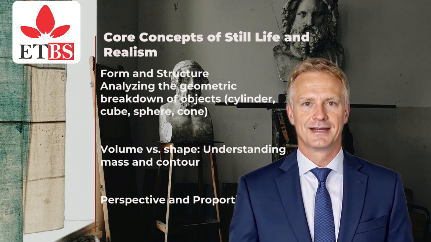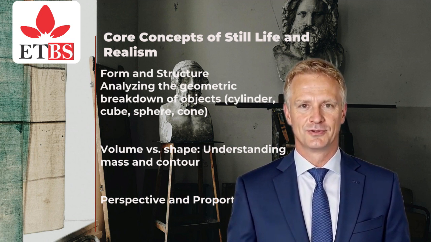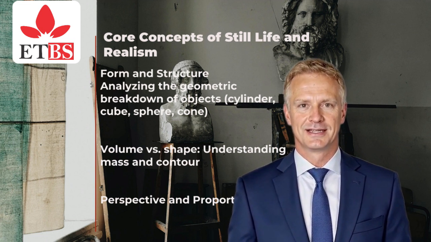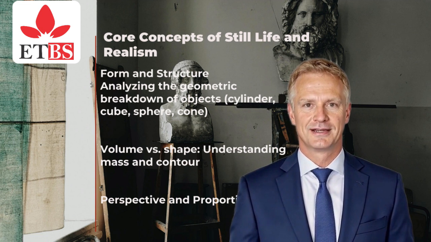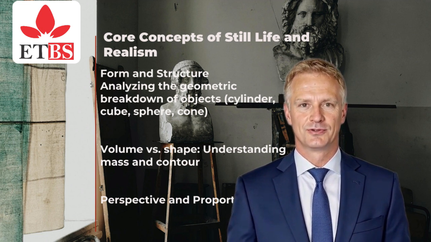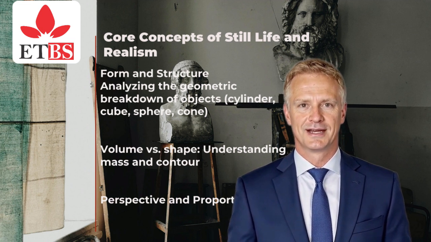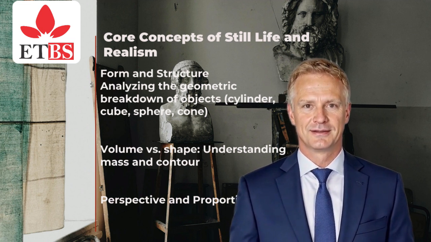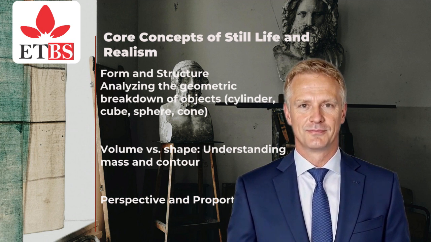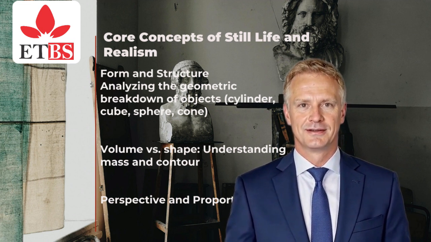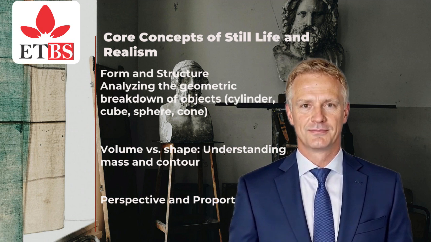golden mean, dynamic symmetry, positive versus negative space, depth of field and camera-like cropping techniques. Value, tone, and light logic: light source behavior, natural versus artificial, core shadow, cast shadow, reflected light, highlight, halftone, creating depth and dimensionality, using value transitions, texture and surface reading.